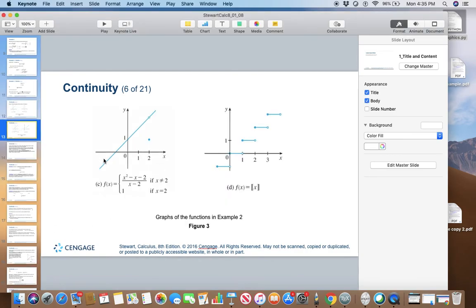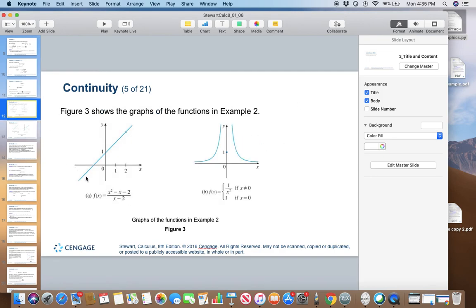Let's try the next one. You're drawing from the left. You're fine so far. But as you approach this point, you have to lift your pen, come to this point, lift again, and go there. Here, you draw, lift, draw, lift, draw, lift, and so on. So you see, these are various kinds of discontinuities.